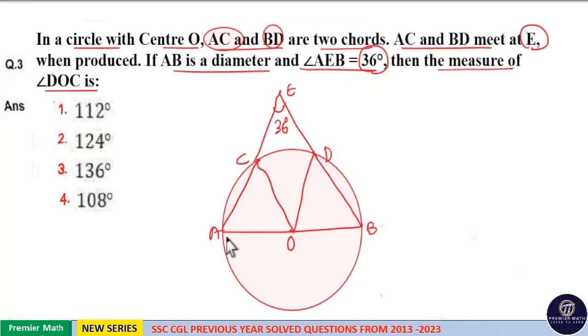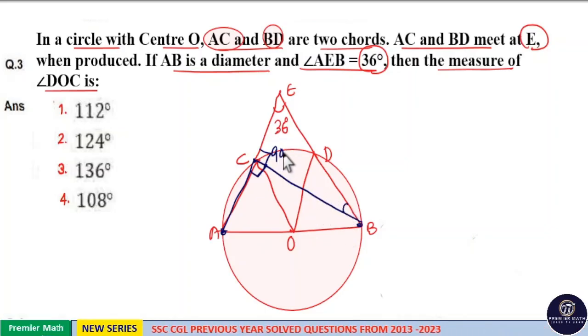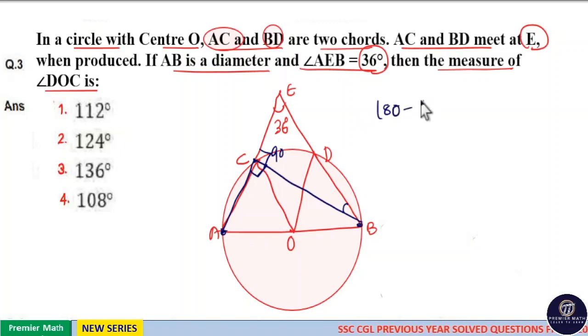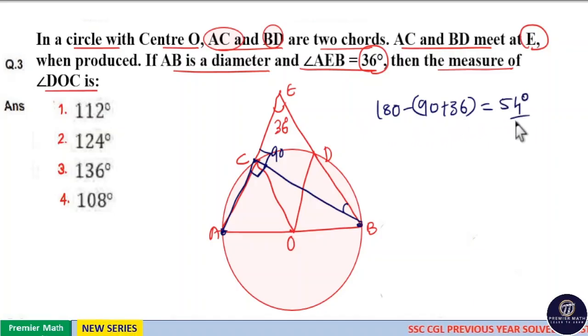Here, if you look at it, this is diameter AB. Diameter creates 90 degree at any point on the circumference. Now point C is on the circumference of the circle, which means this angle is equal to 90 degree. Now you can see this is also 90 degree. Now if this is 36 and this is 90, then this angle is equal to 180 minus 90 plus 36, which is 180 minus 126, that is 54 degree. So angle DBC is equal to 54 degree.